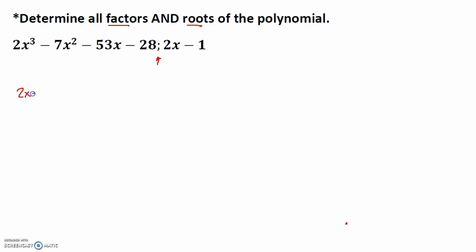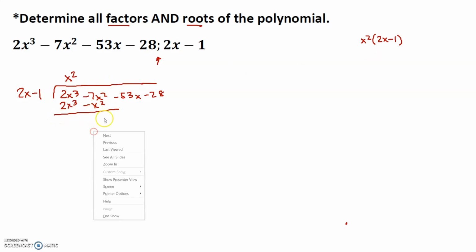So we're going to start with 2x minus 1, that's our divisor. Out in front, 2x cubed minus 7x squared minus 53x minus 28. Now on this particular one, no placeholders needed because we have all of the terms. The cube, the square, the x, and the constant. So we need to be thinking of what times 2x gives us 2x cubed, and that's going to be x squared. And I'm actually going to write this out over to this side. So x squared times 2x minus 1 is really 2x cubed minus x squared.